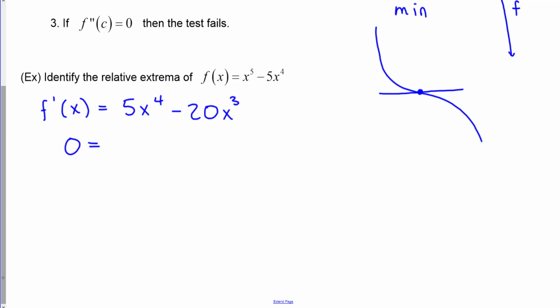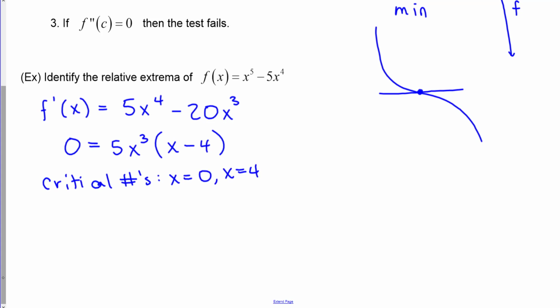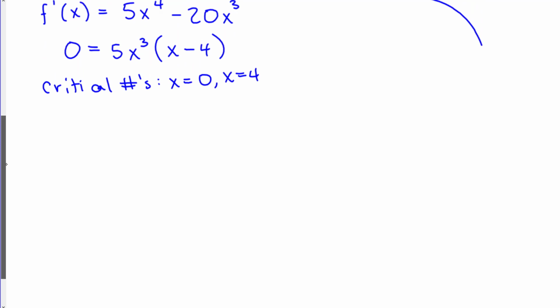So I can factor out 5x cubed, and that would leave me x minus 4. So my critical numbers are x equals 0 and x equals 4. Now, if the second derivative test doesn't fail at either one of these, then I don't really need to draw out a number line. If it happens to fail, then I have to go back to the first derivative test, and then I have to draw out a number line. So effectively, the second derivative test might save me from doing the whole number line and testing thing.